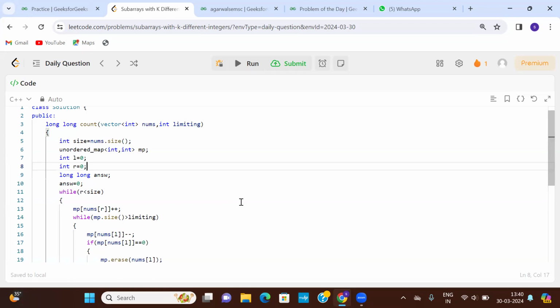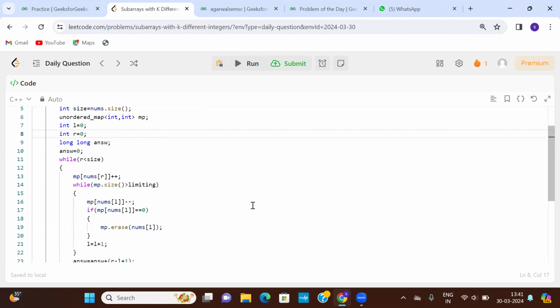So whatever the size of the map is, that many distinct integers are present in that particular subarray at that particular time. I have maintained two indexes, int L equals 0 and int R equals 0, which will help us to determine the size of that particular subarray. And then I have maintained one variable, answer, which I will return. Initially, the number of subarrays is 0, so I have initialized it with 0.